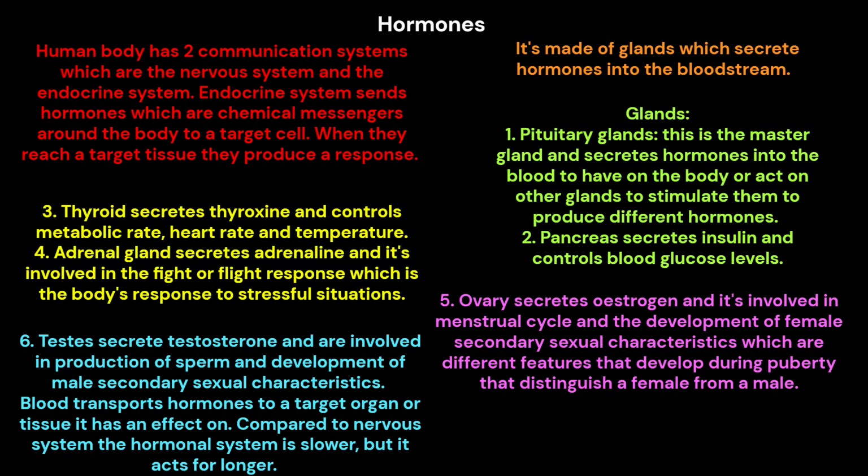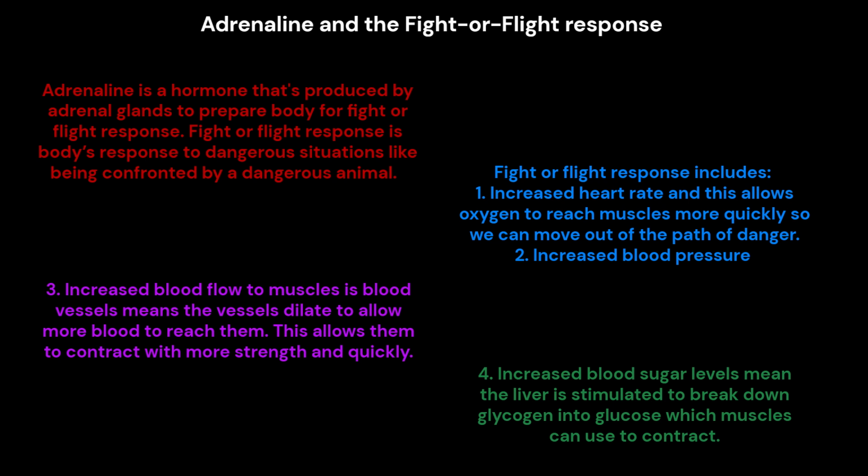Blood transports hormones to a target organ or tissue it has an effect on. Compared to the nervous system, the hormonal system is slower, but it acts for longer. Adrenaline and the fight or flight response. Adrenaline is a hormone that's produced by adrenal glands to prepare the body for the fight or flight response. Fight or flight response is the body's response to dangerous situations like being confronted by a dangerous animal.